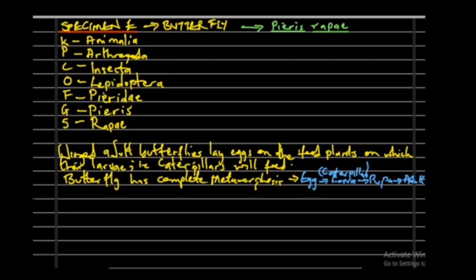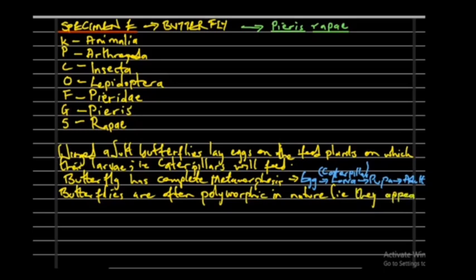Butterflies are often polymorphic in nature. That is, they appear in more than one form. So this particular animal, you see them in numerous forms. That is how we see this particular organism.